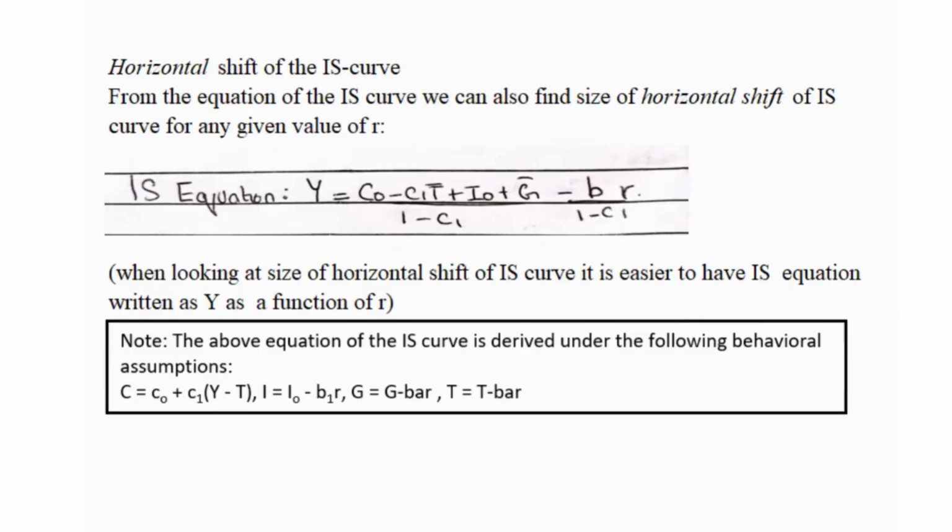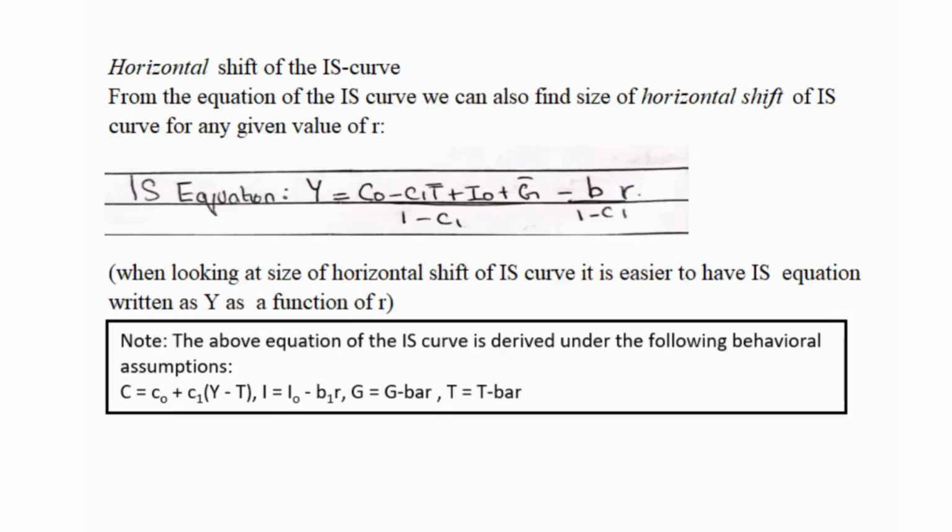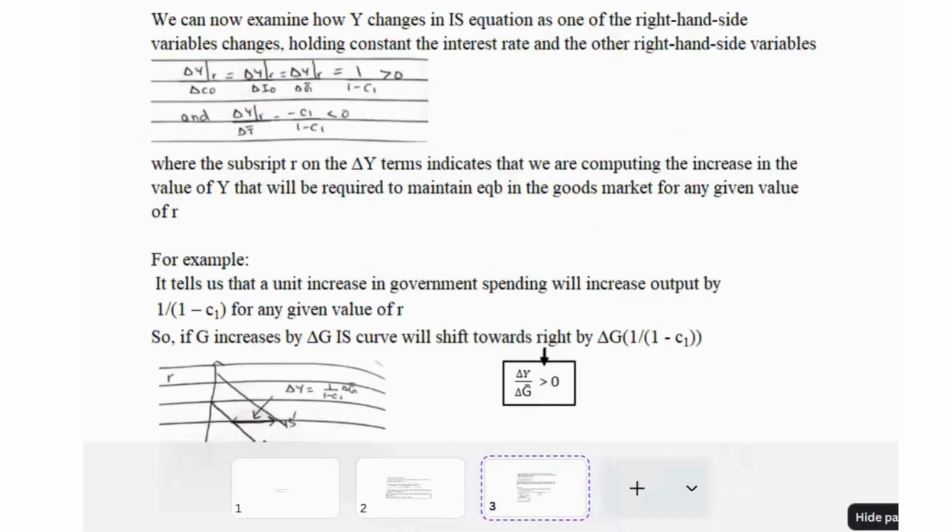When we're looking at the size of the horizontal shift of the IS curve, it's easier to have the IS curve written as y as a function of R, like here. This IS equation is derived under some behavioral assumptions: C is a linear function of disposable income, I is equal to I naught minus P1R, G and T are exogenously given, and it's a closed economy. So under these assumptions, we have the IS equation written as y as a function of R, and from here we can find the size of the horizontal shift of the IS curve for any given value of R.